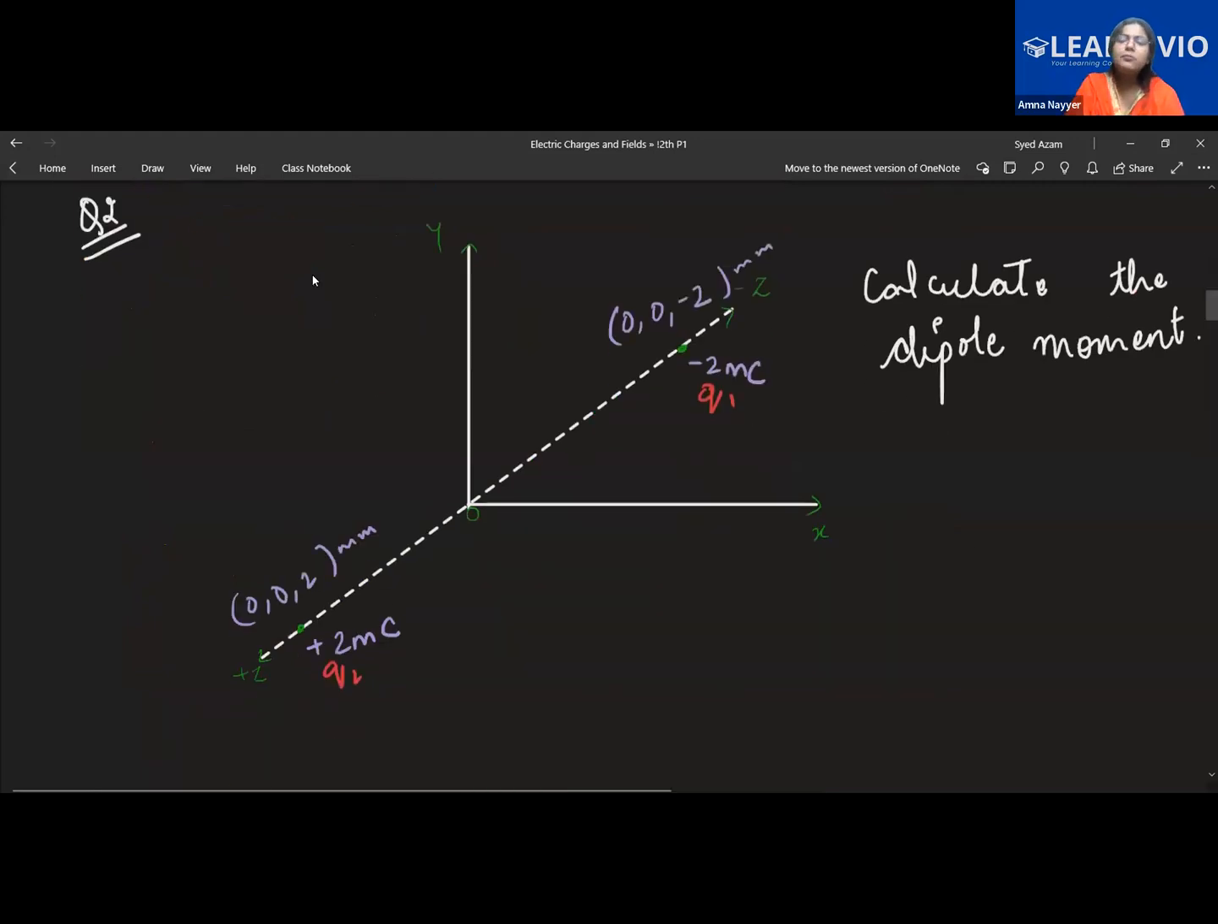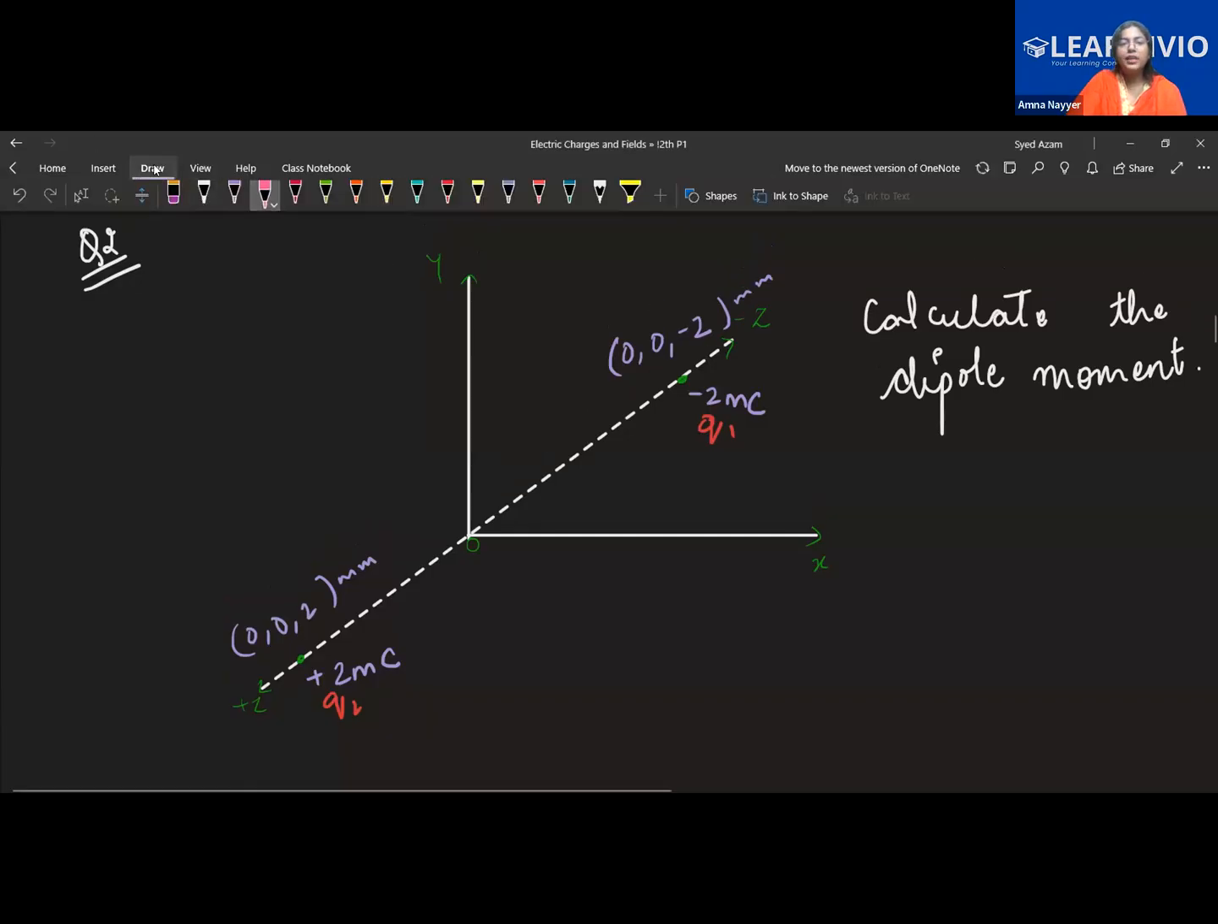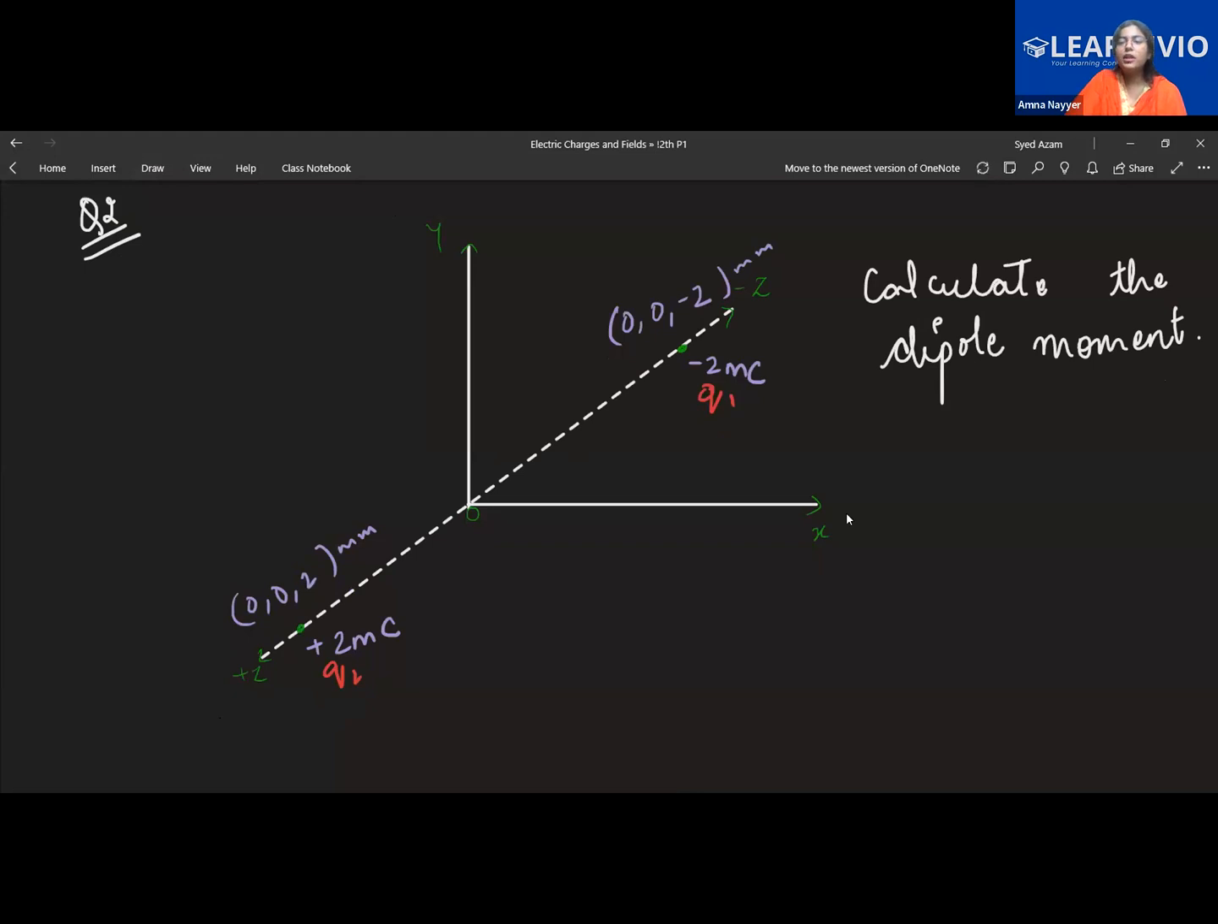Okay, this is the same question of dipole moment, but this is given in coordinate form, as provided on the coordinate system, your axis. These are the two charges, plus 2 millicoulomb and minus 2 millicoulomb, and these are their coordinates: 0, 0, 2 here, and here also 0, 0, 2. So we are going to put in the formula. We know the formula: P is charge multiplied by 2A.